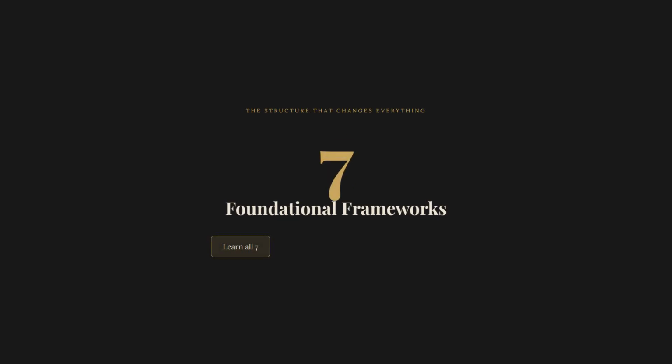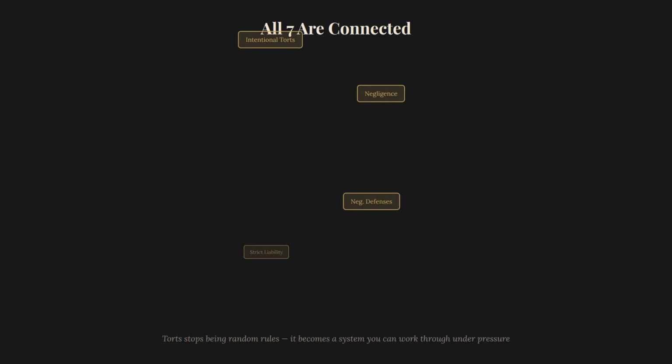Torts feels overwhelming because the structure comes last, if it comes at all. There are 7 foundational frameworks, and the California bar tests them over and over. But once you see all 7 and how they connect, torts stops being a pile of random rules and starts being something you can work through under pressure.